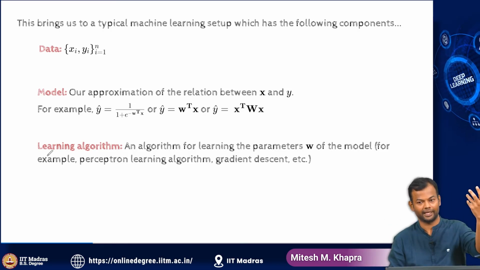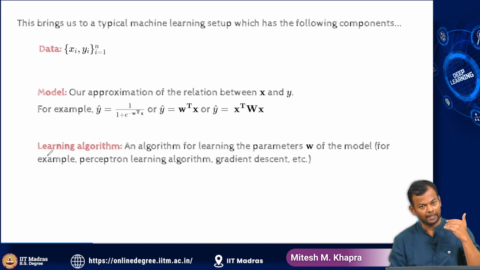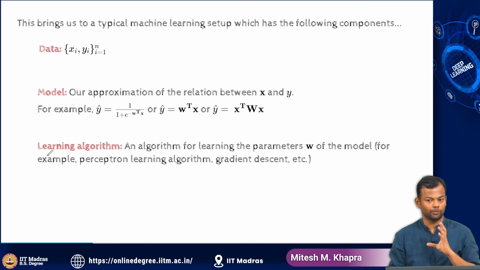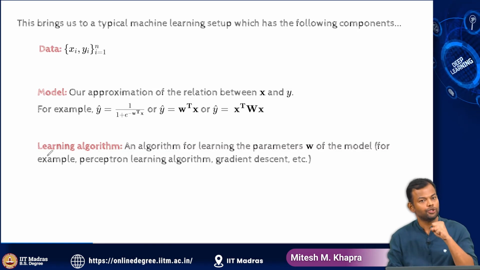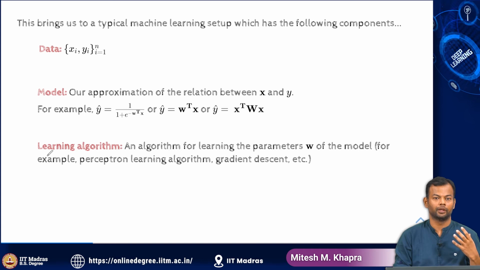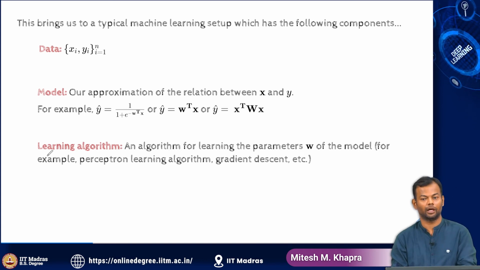And we have already seen one example, which is the perceptron learning algorithm. And now we are going to see gradient descent in some time. So that's what we need. Now, what should the goal of this learning algorithm be? When would you say that the parameters that I have learned are good?